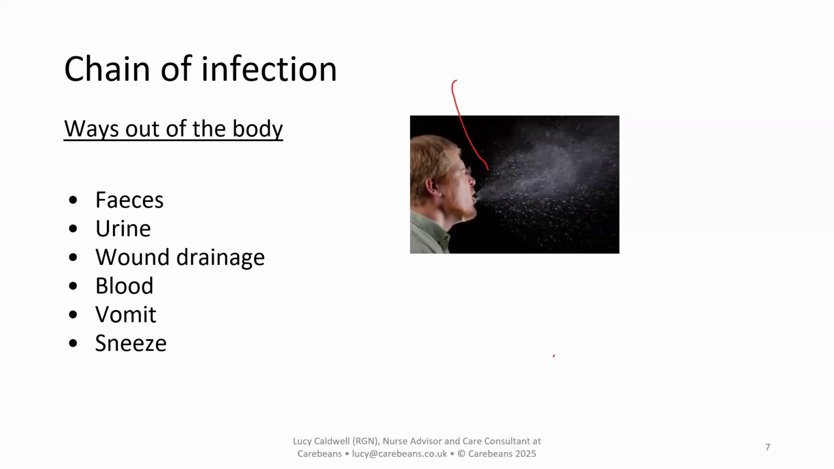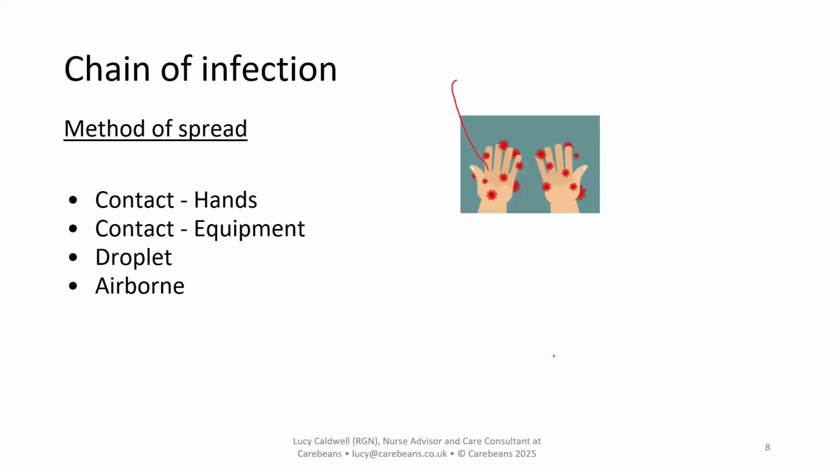Once the germs are out of the body, they then get spread from person to person. The way they get spread is via people's hands, so that's why hand washing is essential. So via hands, contact with equipment, and droplets in the air, airborne. If someone sneezes, the droplets can be released into the air and breathed in. So that's what we mean by airborne, respiratory droplets. There are different ways that the infection can be spread.